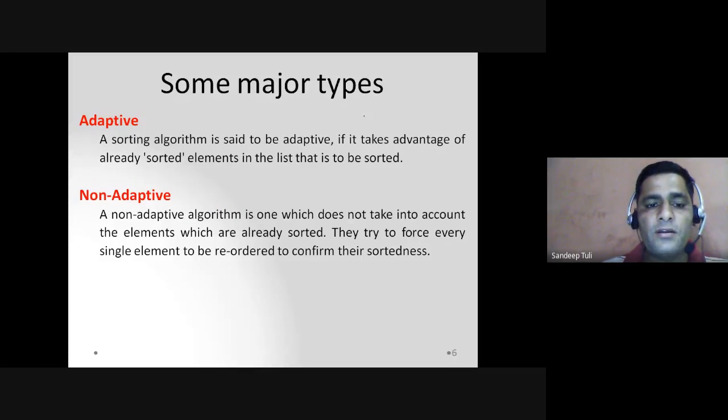Adaptive sorting algorithms. Adaptive, again, it is very important. A sorting algorithm is said to be adaptive if it takes the advantage of already sorted elements in the list. Okay, like suppose in bubble sort also, we have seen that. Like in the first pass, we have moved the largest element to the last position. Yes or no?